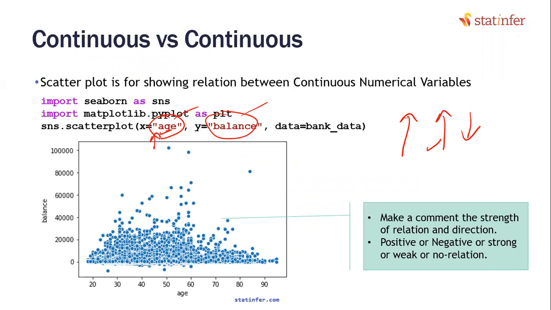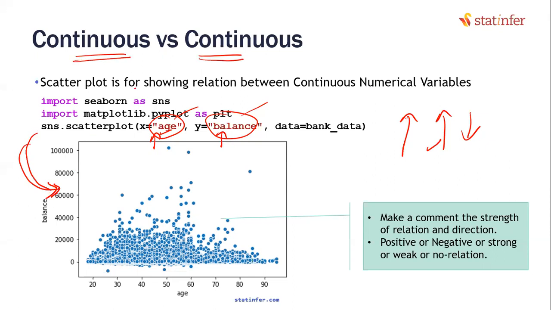So as one variable increases, the other variable increases or decreases. For that, you have to draw a scatter plot. From the scatter plot, you have to make two comments. First of all, if you want to show the relation between two continuous variables, look at this.